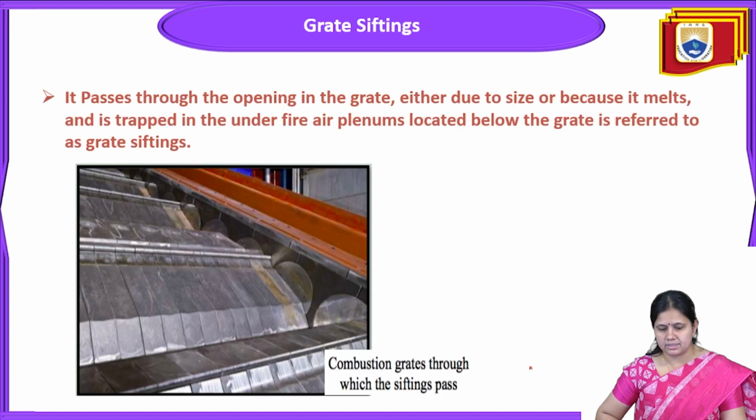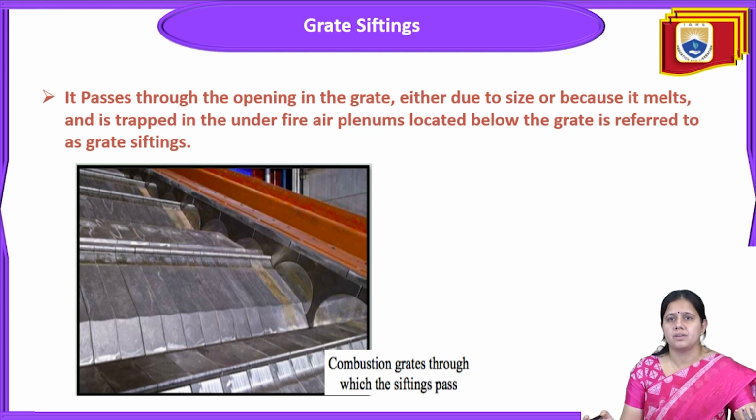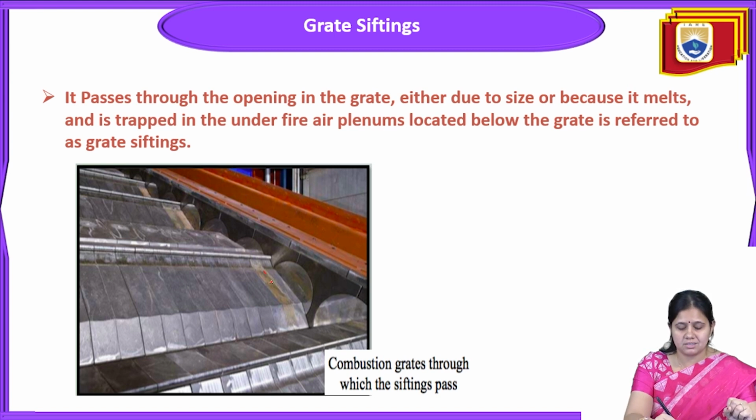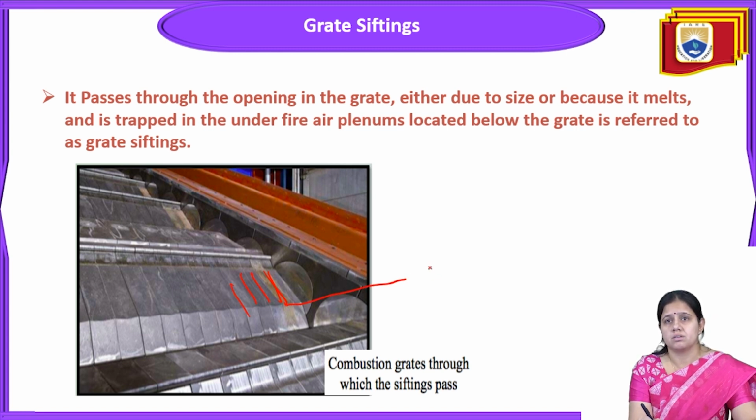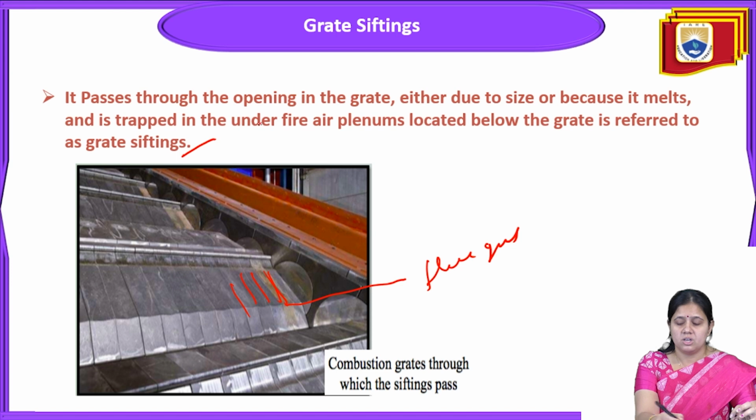Now the next point is grate shifting. In grate shifting, what happens? The bottom ash passes through the openings in the grates, either due to its size or because it melts down. You can see the grate in the picture. The ash that passes through the openings of the grate and is trapped in the under-fire air plenum located below the grate is referred to as grate shifting.